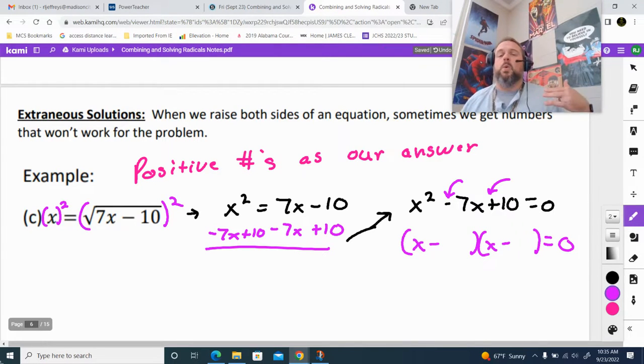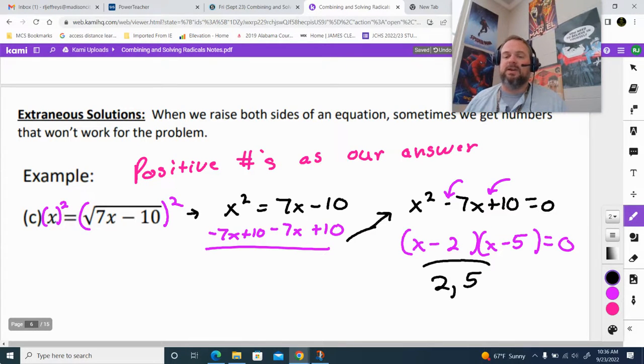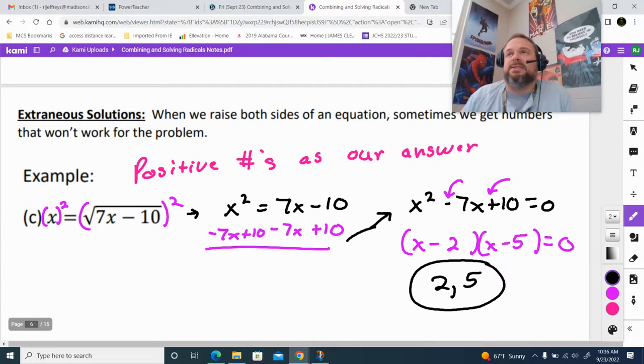Okay. What two numbers, when you multiply them, you get 10, but you add them, you get 7. Okay. Now remember, our answer is the opposite. So it'd be positive 2, positive 5. Are both of these numbers positive? Yes. So we don't have any extraneous solutions.